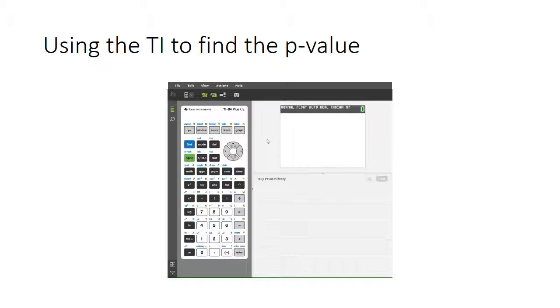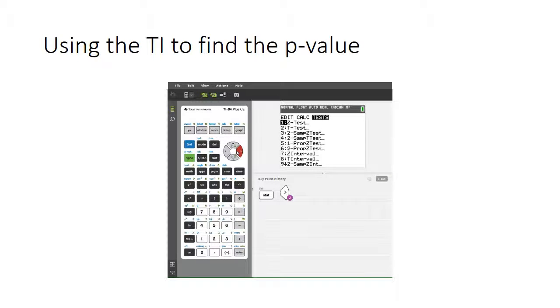And here's the video for using the TI graphing calculator to conduct a hypothesis test about a population mean where we know the population standard deviation. So this is a stats class. Our favorite button is the stat button. We are conducting a hypothesis test, so we arrow over to tests.